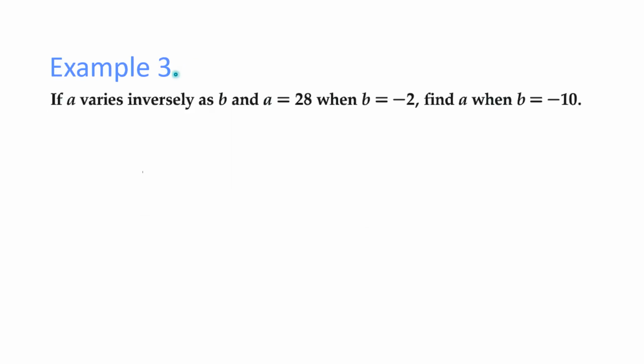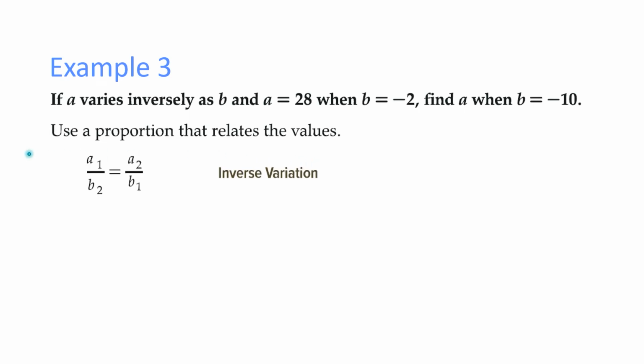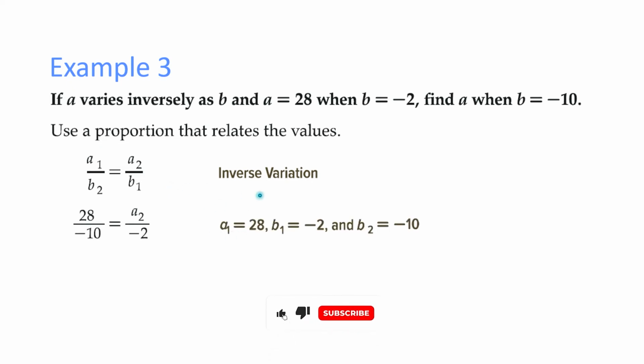Example 3. If a varies inversely as b and a equals 28 when b equals negative 2, find a when b equals negative 10. Use a proportion that relates the values: a1 over b2 equals a2 over b1. That's the inverse variation. We are going to substitute the following values: a1 equals 28 and b1 equals negative 2. b2 will equal negative 10.